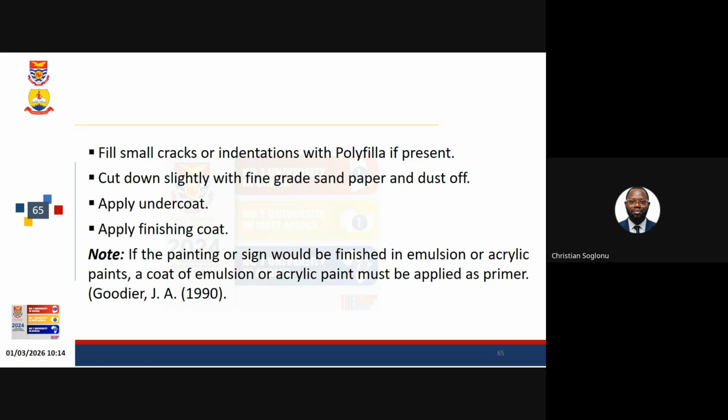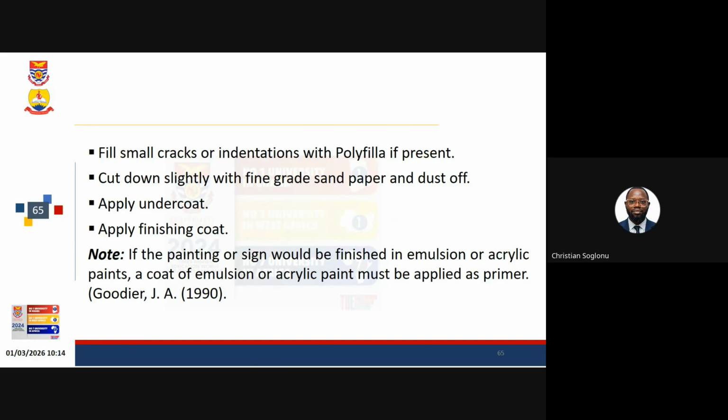So after filling, you allow it to dry. After it dries, you again come in with your fine sandpaper. Then you cut down any bumps on the surface. Then you dust off the surface. Apply undercoat. So you now come and apply an undercoat. You apply it nicely on the surface. Then the last point says apply finishing coat.